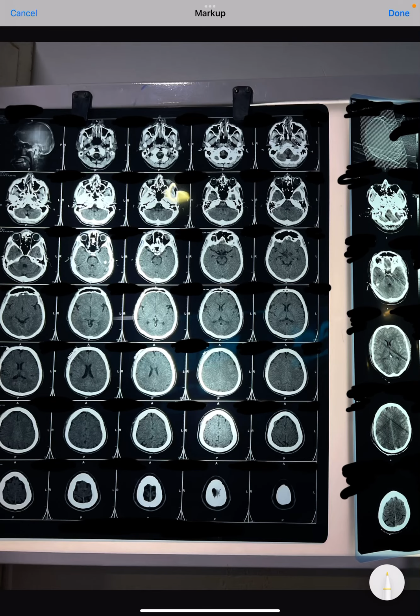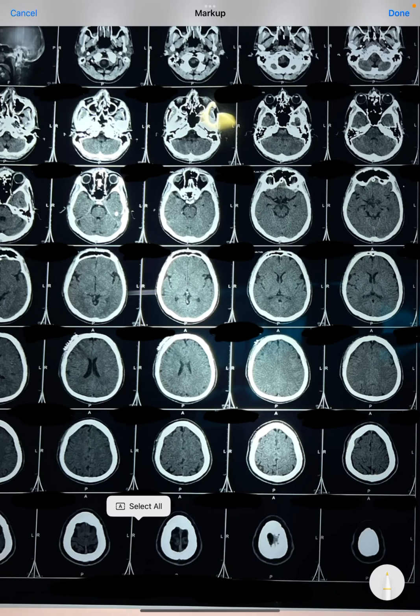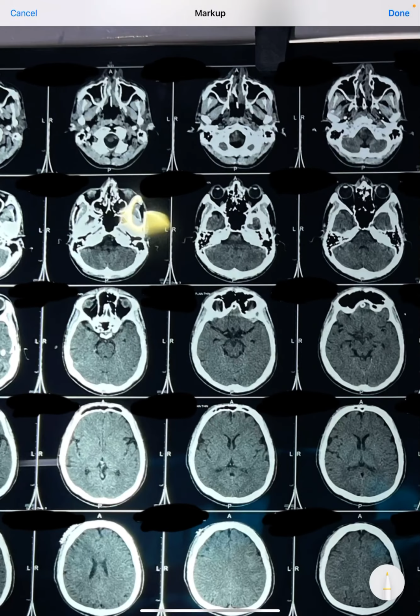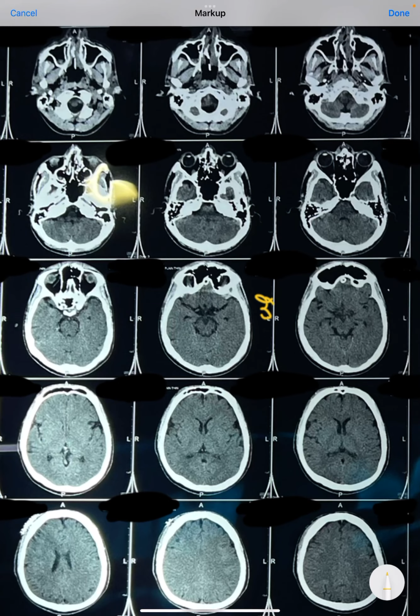Now this is a very interesting CT scan of the brain where I want to show you the cerebral edema. Now what do you mean by cerebral edema? Cerebral edema means it is actually swelling of the gray matter of the brain.